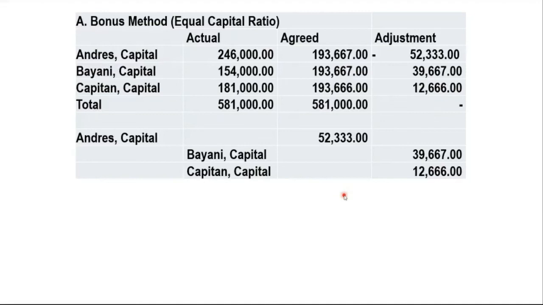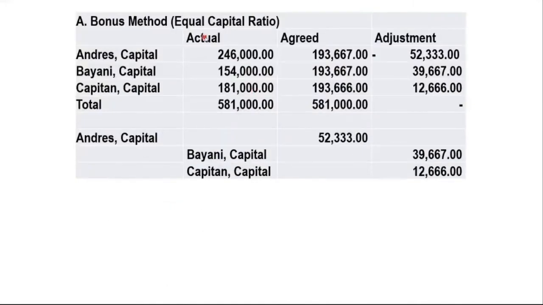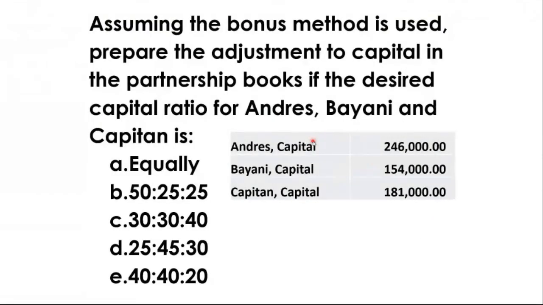Okay. So to give you a chance to do it also by yourself, bago natin ipakita yung sagot, gawin nyo muna si letter B. Okay? Bibigyan ko kayo ng 5 minutes to solve it. So ang gagawin mo, same process yung parang nandito. May column ka ng actual, agreed at saka adjustment. Tapos may journal entry ka for the application of the bonus method. Saan ulit manggagaling to? Doon sa adjustment na na-compute mo. So let's see kung ano yung sagot natin sa letter B.